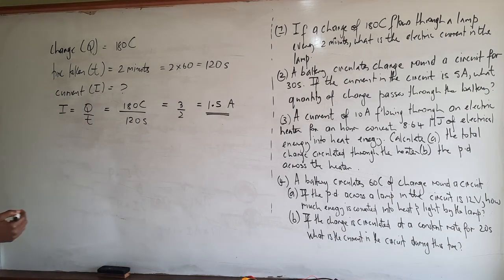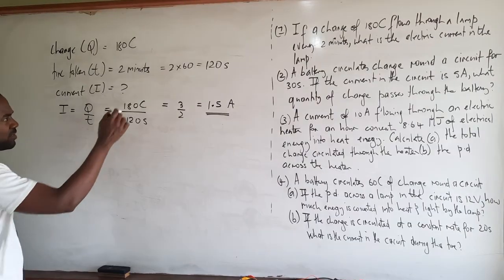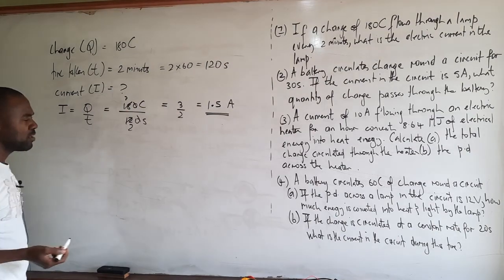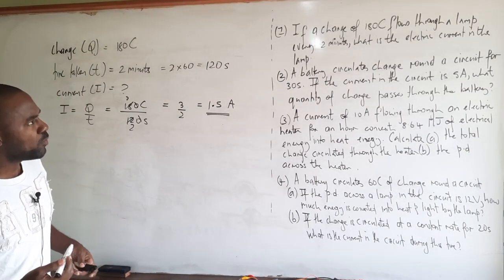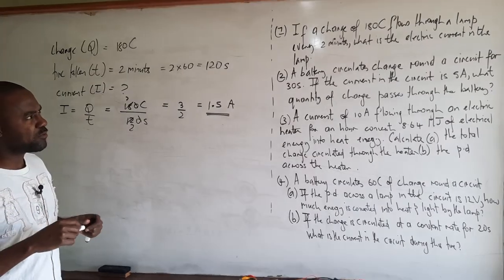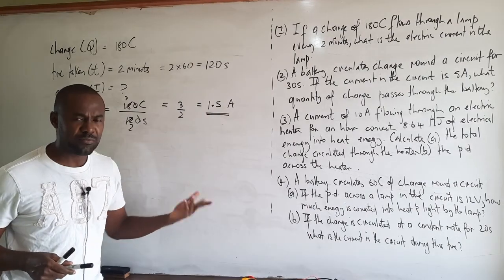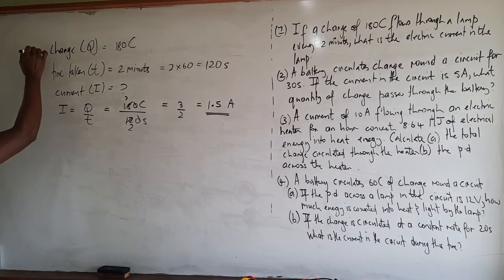So the electric current flowing in this lamp, of course, would be 1.5 amperes. So 3 over 2 or 1.5 amperes. So this basically means that when a charge of 180 coulombs flows for 2 minutes, a current of 1.5 amperes would have been flowing in that lamp. Now let's look at question 2. So that was question 1.